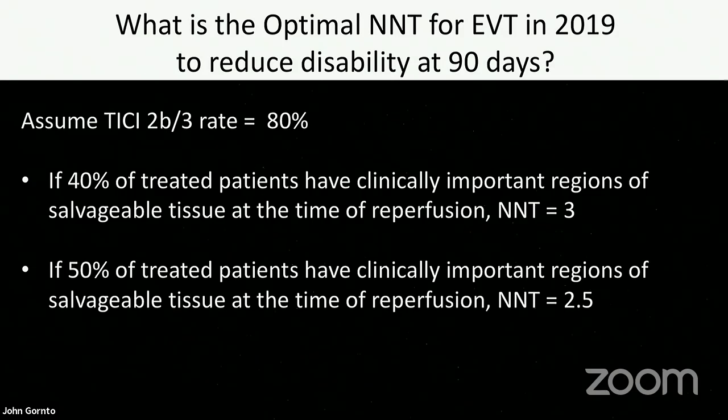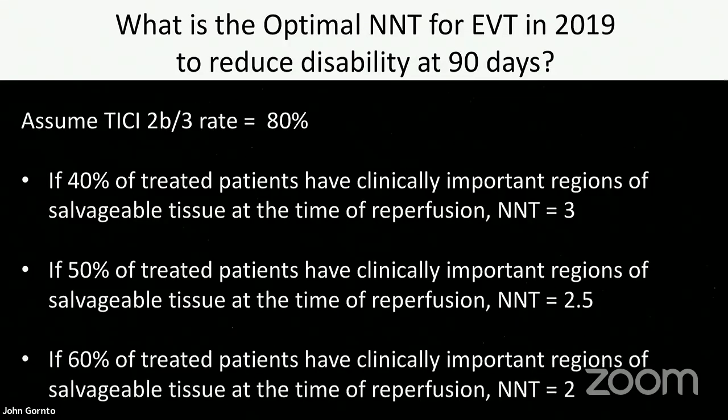What if 50% of the patients that I sent to the cath lab had substantial clinically relevant salvageable tissue at the time you pulled off that TICI-2B3? That NNT would be 2.5. And if 60% of the patients had salvageable tissue at the time of reperfusion, that NNT would be 2. So this is why I don't like the idea that we should accept the NNT of 8 from MR CLEAN. I think we should be heading to 2. And I would like to even be better than 2. If I can reperfuse 80% of my patients, I would love to have 75 to 80% of those patients benefit.